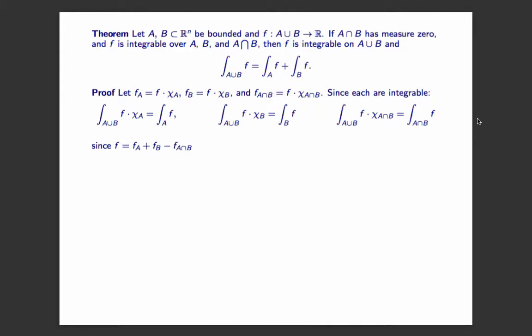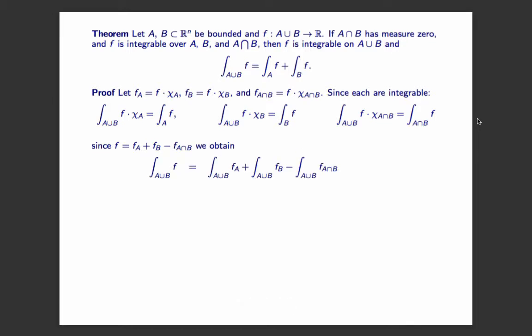Now I can reconstruct f from these individual parts. I can't just say f equals fA plus fB, because where A and B intersect, I'm counting f twice. So I need to subtract one of them. So I get f is equal to fA plus fB minus f on the intersection. That way I don't count twice all the x's that are in the intersection.